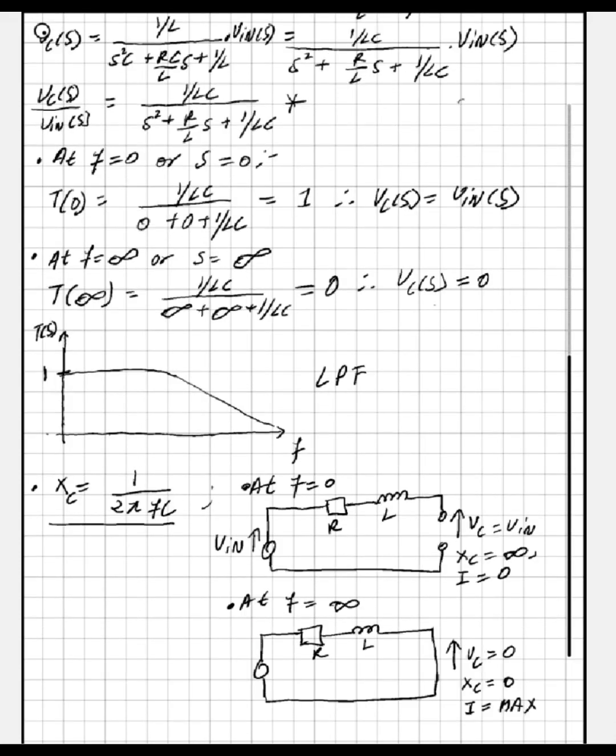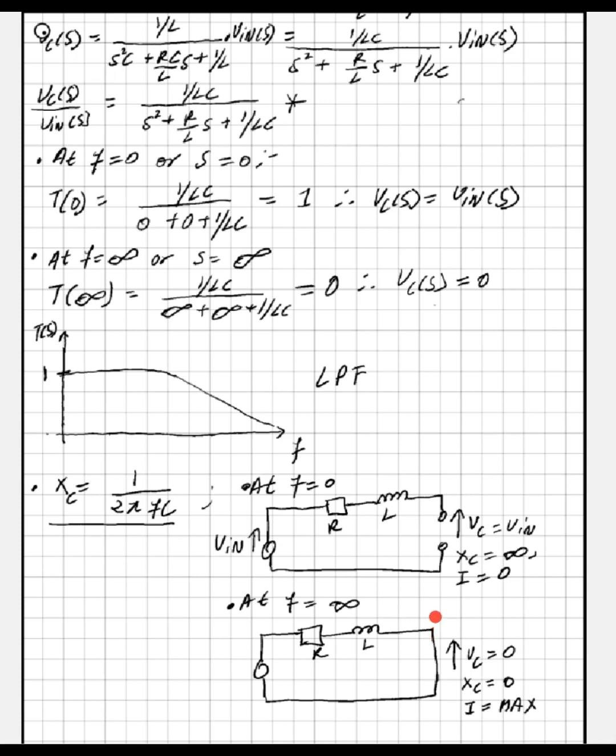Just to look at it in more detail, the capacitive reactance is 1 over 2 pi fC. Again, at f equals 0 Hertz, which is a DC signal, the capacitor acts as an open circuit. If you substitute f equals 0 here, the reactance becomes infinite. If the capacitive reactance is infinite, then there will be no current flowing through it, which means the voltage across the capacitor is equal to the input voltage. So you're essentially charging up the capacitor at this point.